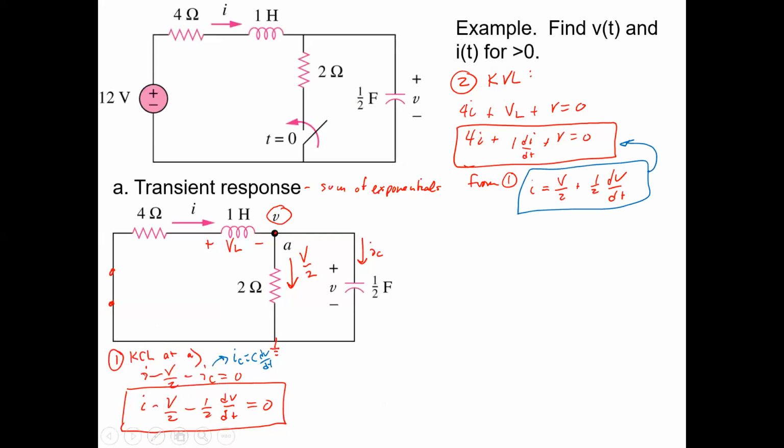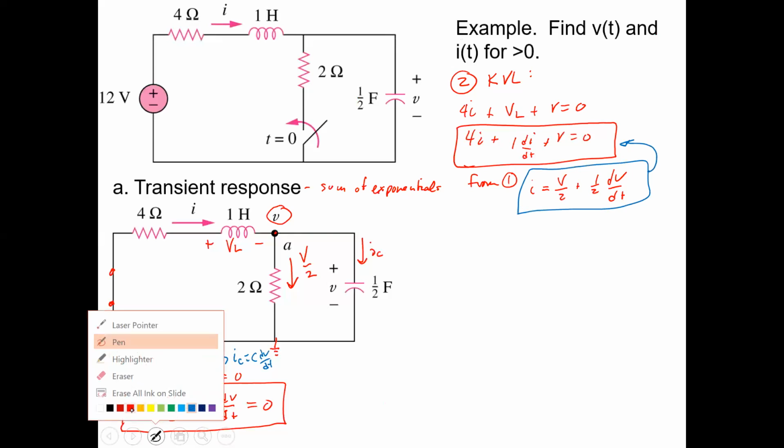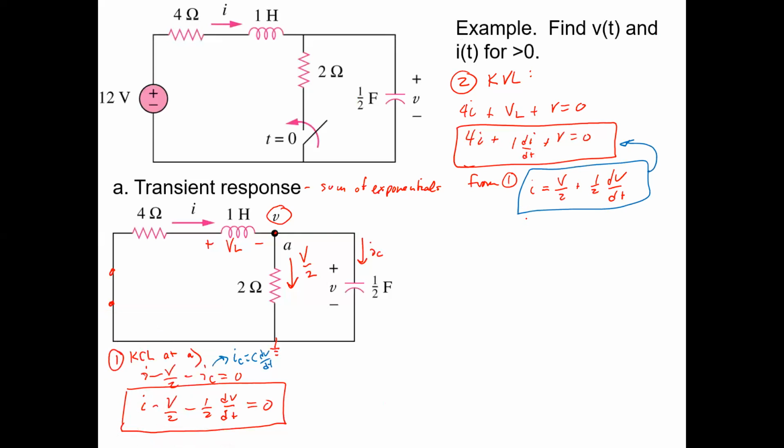We could also differentiate that, though, before we do that. And if we differentiate that, we'll find that di dt equals 1/2 dV dt plus 1/2 d squared v dt squared. So that gives us both a value for I and di dt that we can plug into there.